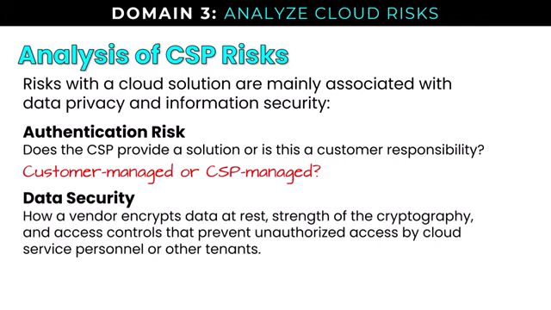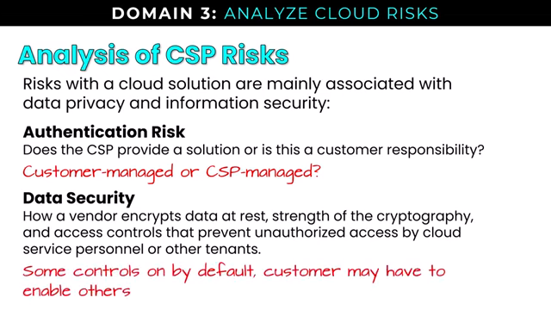Then data security. How a vendor encrypts data at rest, the strength of the cryptography, and the access controls that prevent unauthorized access by cloud service personnel and other tenants. So some controls may be on by default, but the customer may have to enable others. We saw this in Domain 2 when we looked at cloud storage, where we saw encryption at rest enabled by default. We saw that forcing encryption in transit, so TLS encryption was a feature we needed to turn on, as was double encryption, which would facilitate crypto shredding down the road.